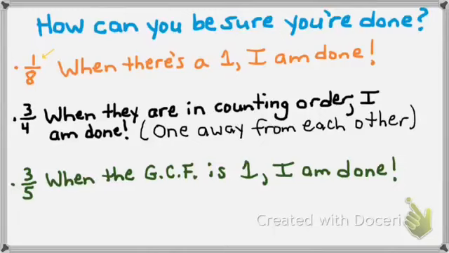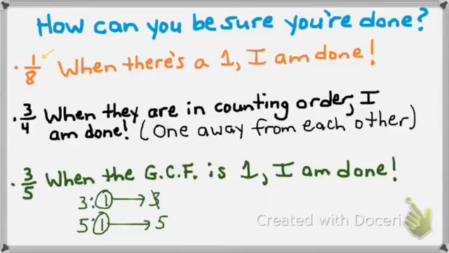Well, a quick way to check is when the GCF is 1, I am done. So you would take what you think is your final answer, and you would find the GCF of the two numbers. Now these numbers are going to be smaller, so it should be fairly easy to do that. What are the factors of 3? 1 and 3. Does 2 work? No. 3, I'm done. What are the factors of 5? 1 and 5. Does 2 work? No. 3, no. 4, no. 5, I am done. So let's find the GCF. I don't see a 3, but I see the 1. And when the GCF is 1, I am done.